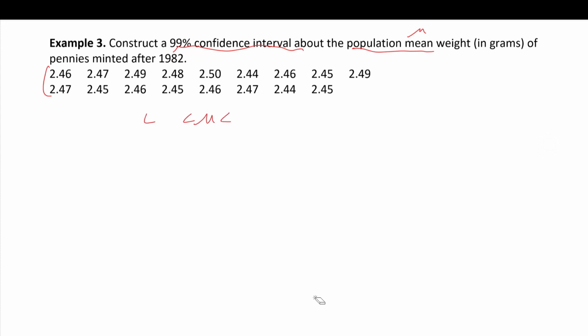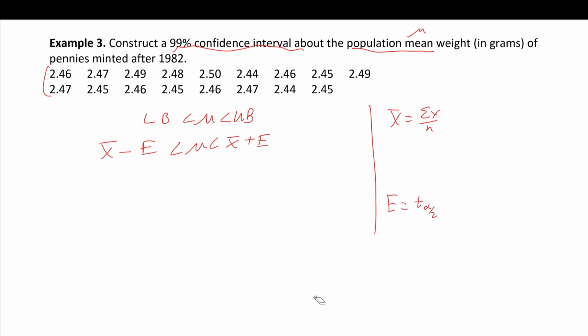It's bounded between our lower bound and our upper bound, right? Our point estimate, which is x bar, minus the margin of error, and x bar plus the margin of error. Now, in this particular case, we can do it the long way, where we have to come up with x bar, which is the sum of all the x values over n. And we can come up with the margin of error, t alpha over 2 times s over square root of n.